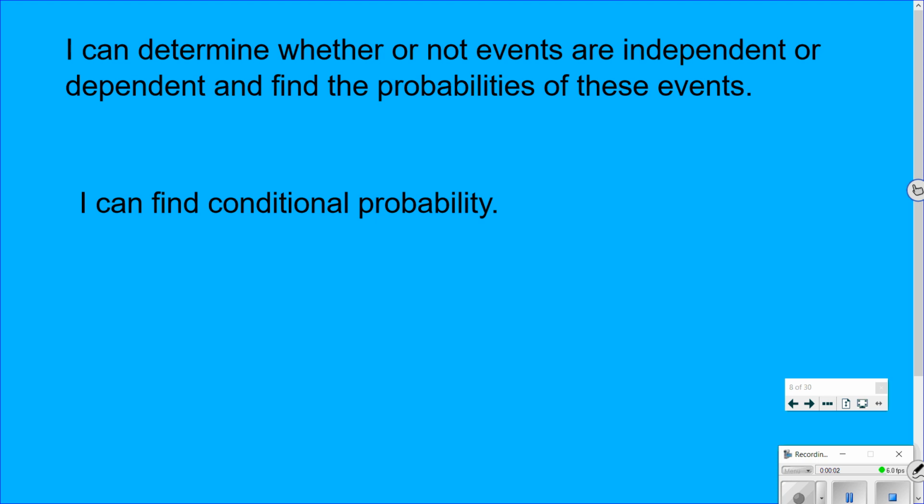All right, our two learning goals for 5.2 are: I can determine whether or not events are independent or dependent and find the probability of these events. And the second one is I can find conditional probability. So what we're going to be talking about is compound events, like when you have more than one thing happen, and how do you find those? And those depend on, again, these two things. Are the events independent or are the events dependent?